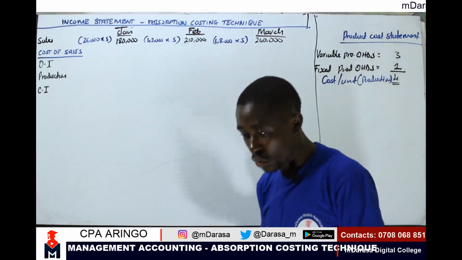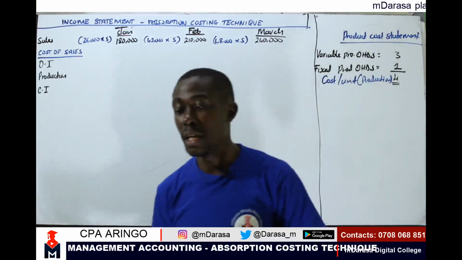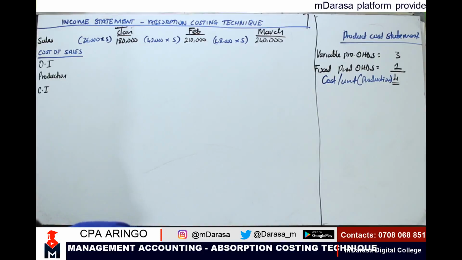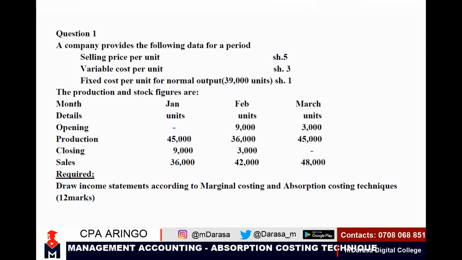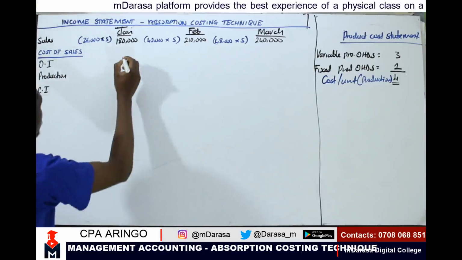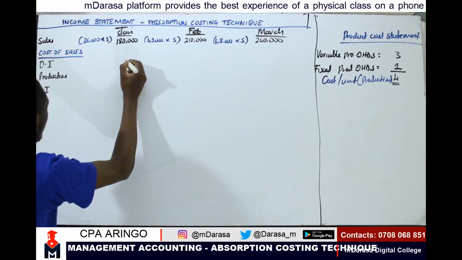In the month of January, were we given any opening inventory? Look at this question. So in the month of January, I don't have any opening inventory. That is dash. So the month of January, my opening inventory, I don't have any. So I'm going to have dash.